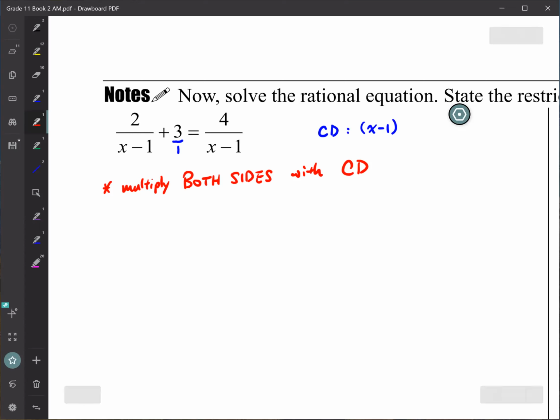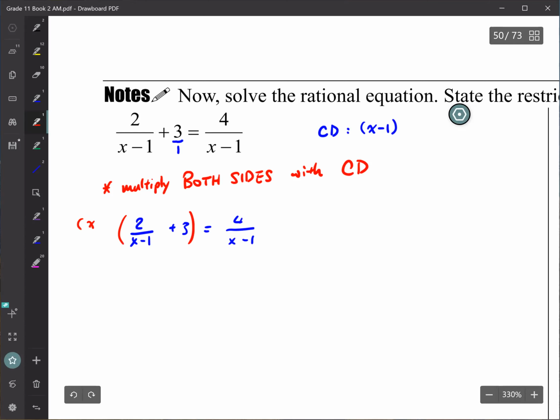Okay, so this is the only thing you need to do to make the denominator go away. So I'm going to just copy the question again. So the left side will multiply with x minus 1, which is our common denominator. And then the right side will do the same, x minus 1. Okay, so the x minus 1 that we multiply with is in the numerator. So if you like, you can put it over 1. Okay, any questions so far?